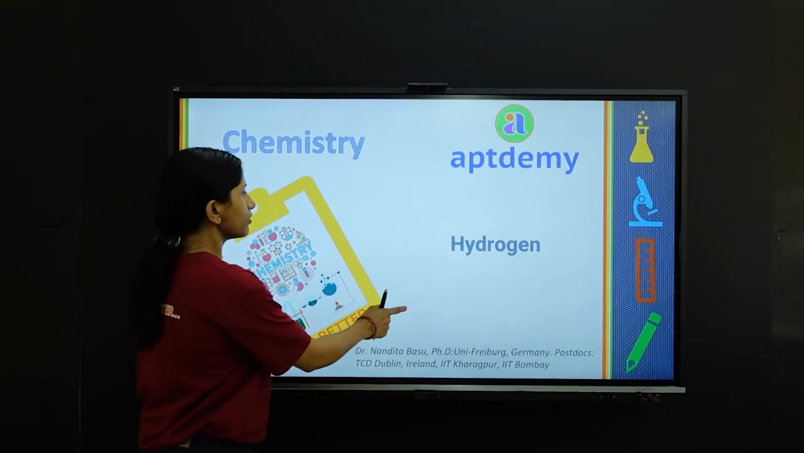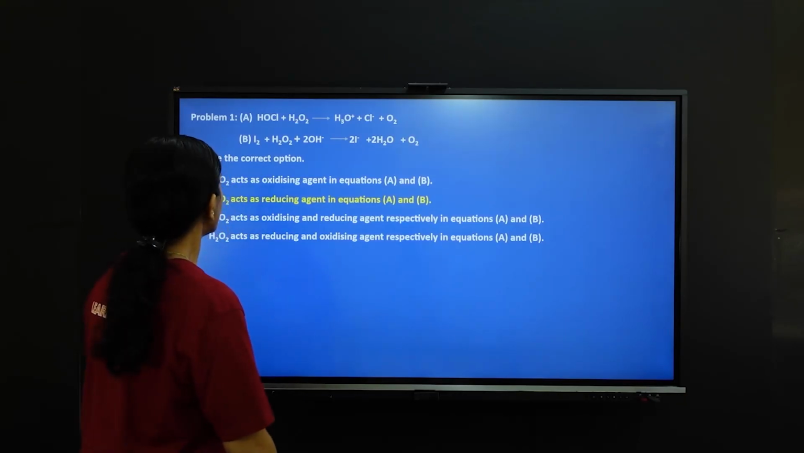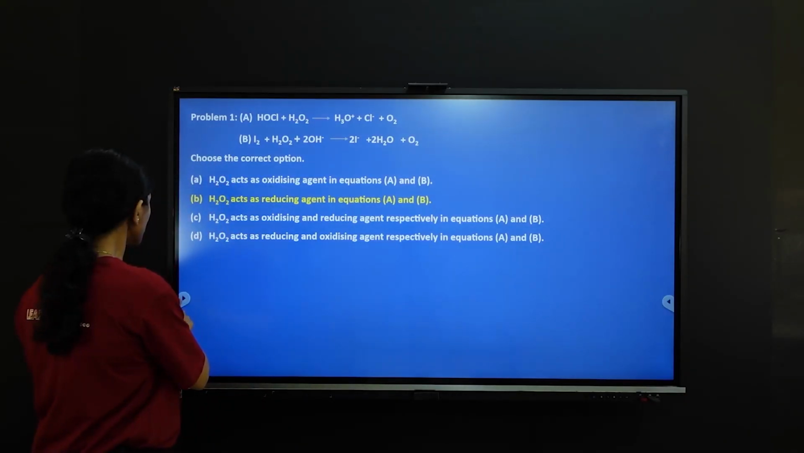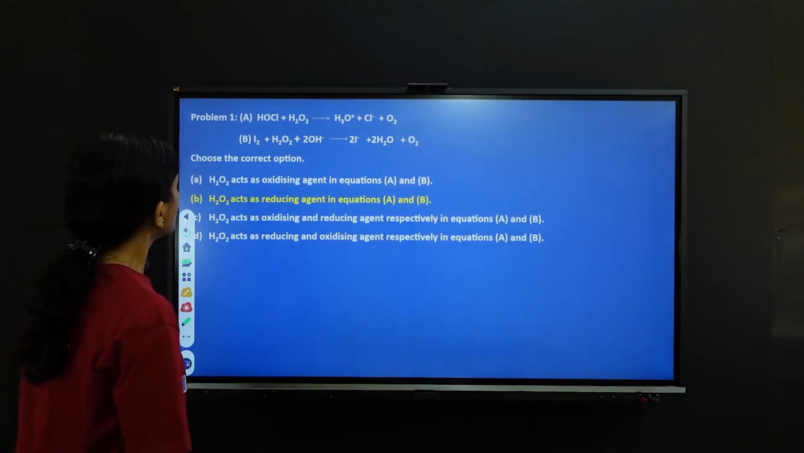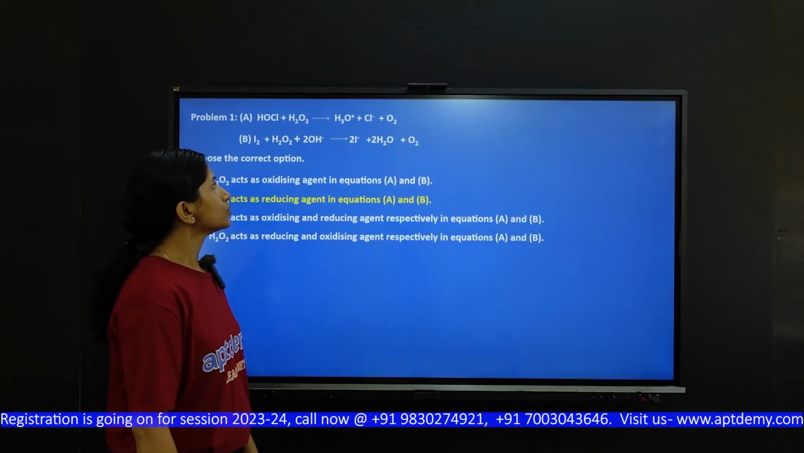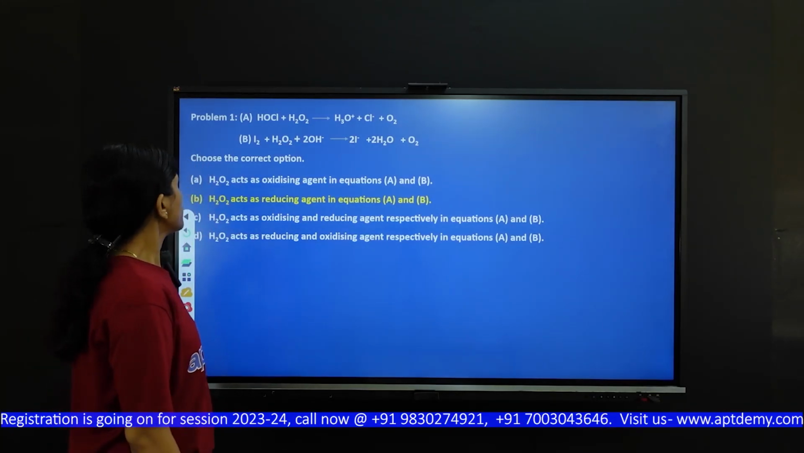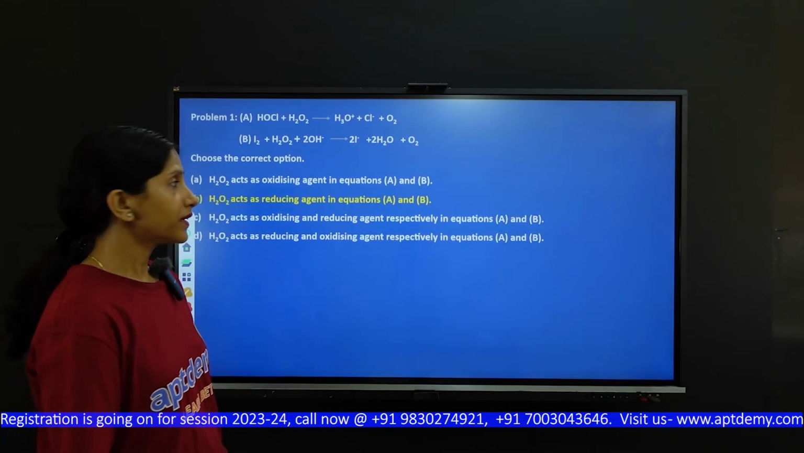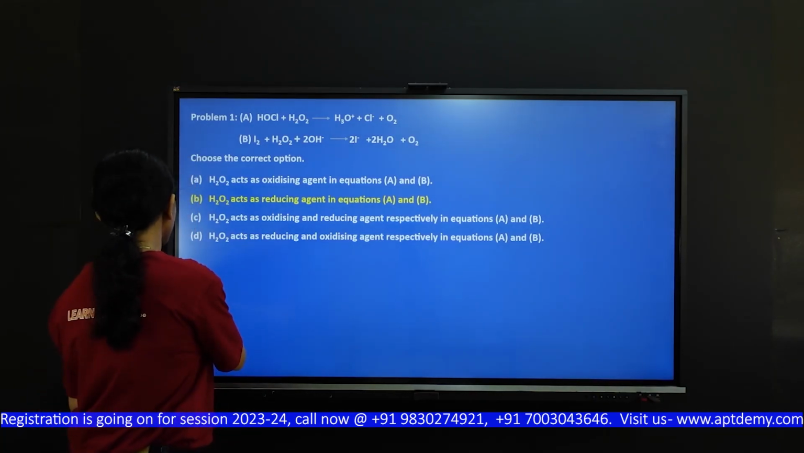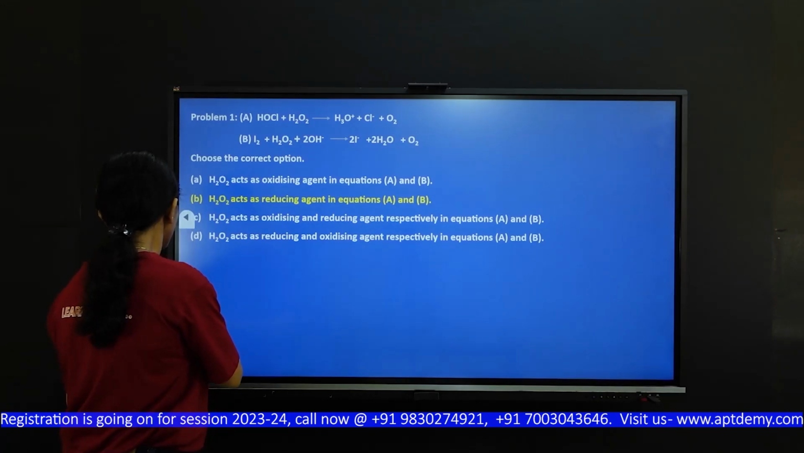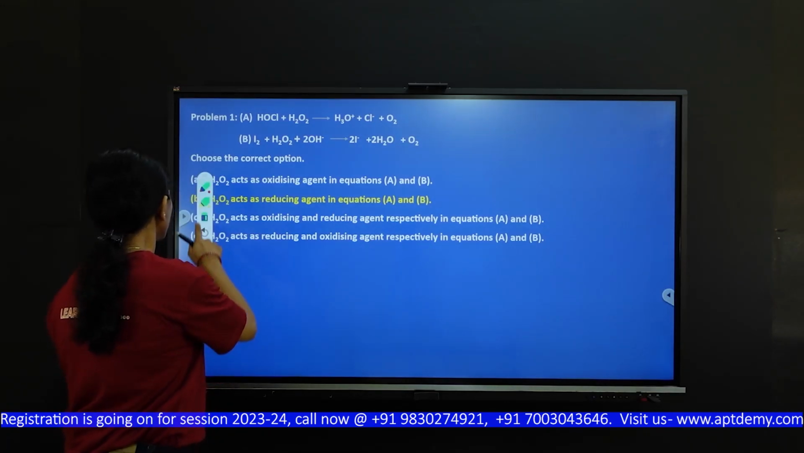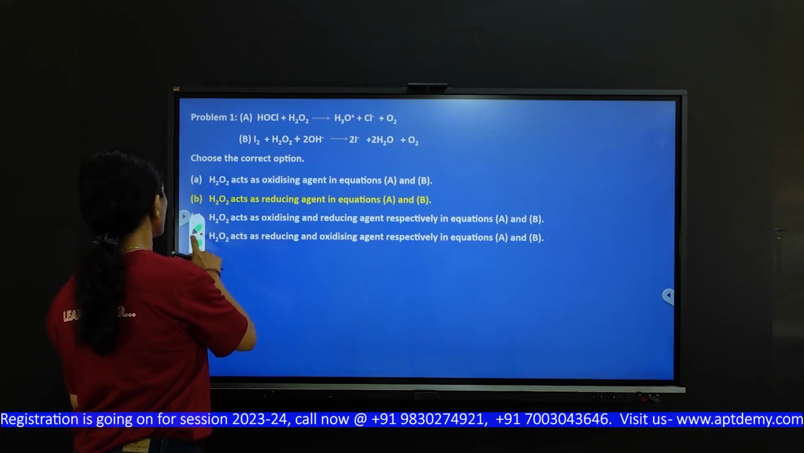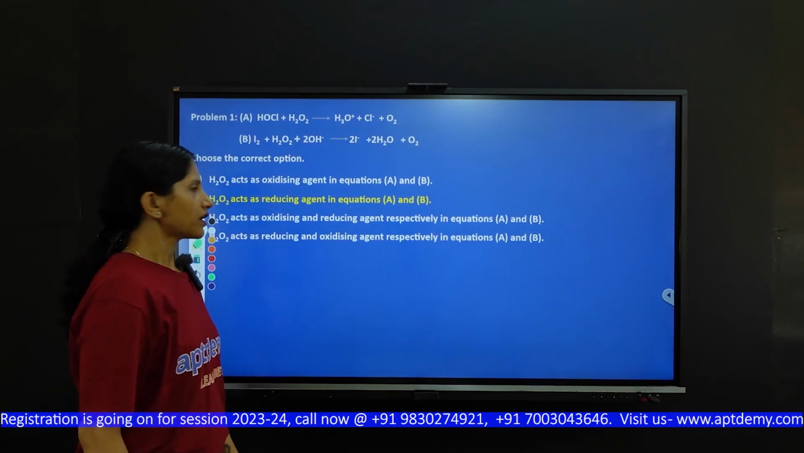Now, let's move on to the problem. The first problem shows two equations and some statements. We have to choose the correct option. So, one by one, we will check for the two equations which is the correct option.